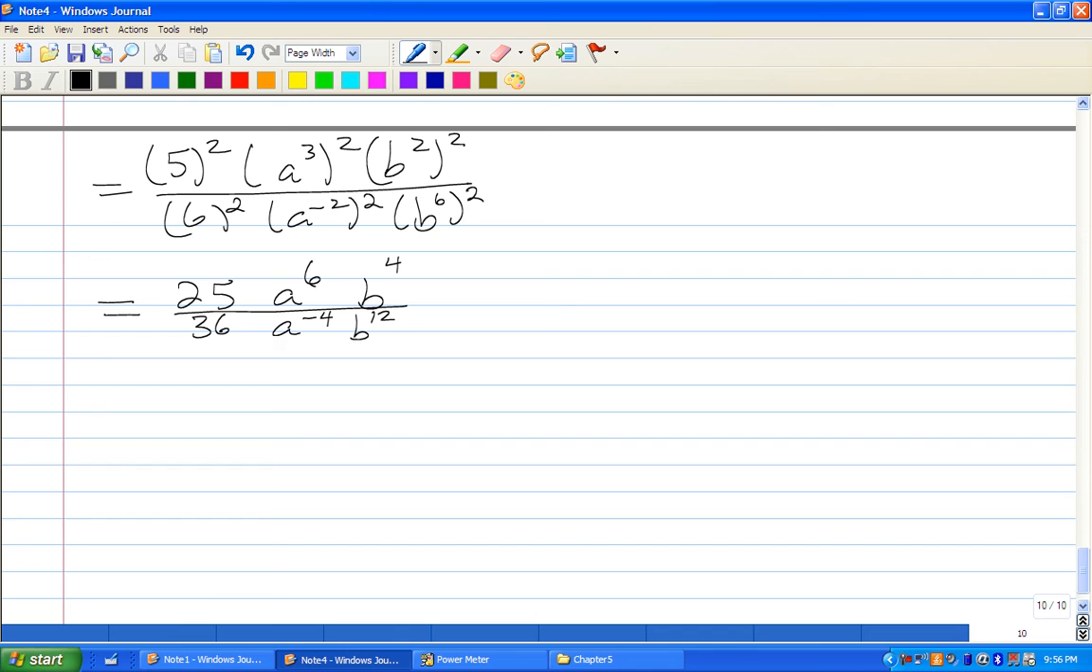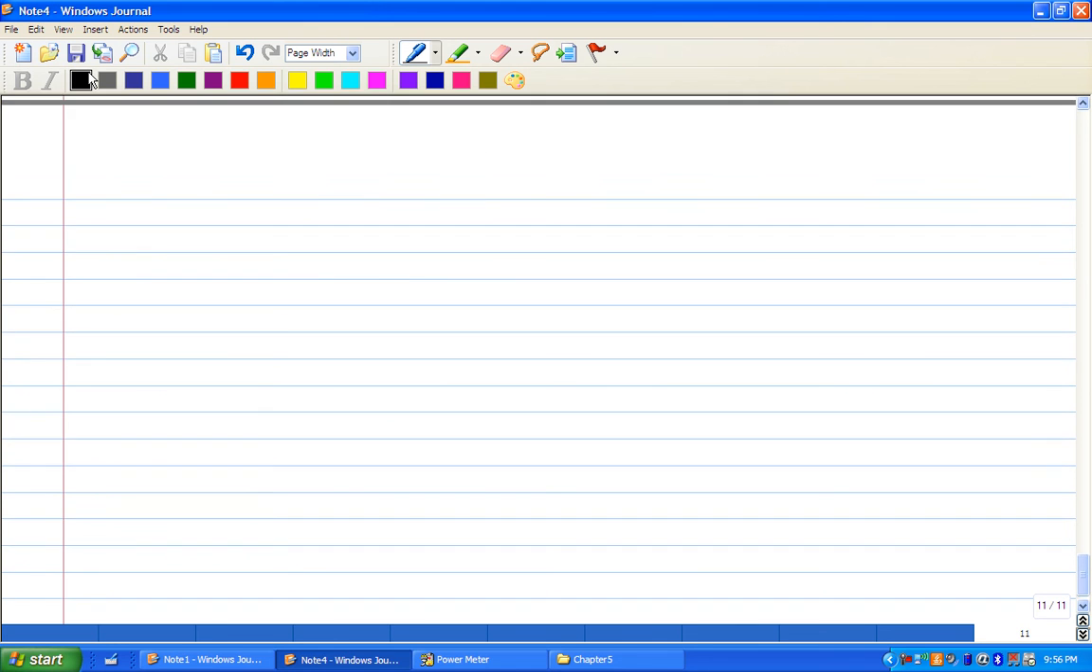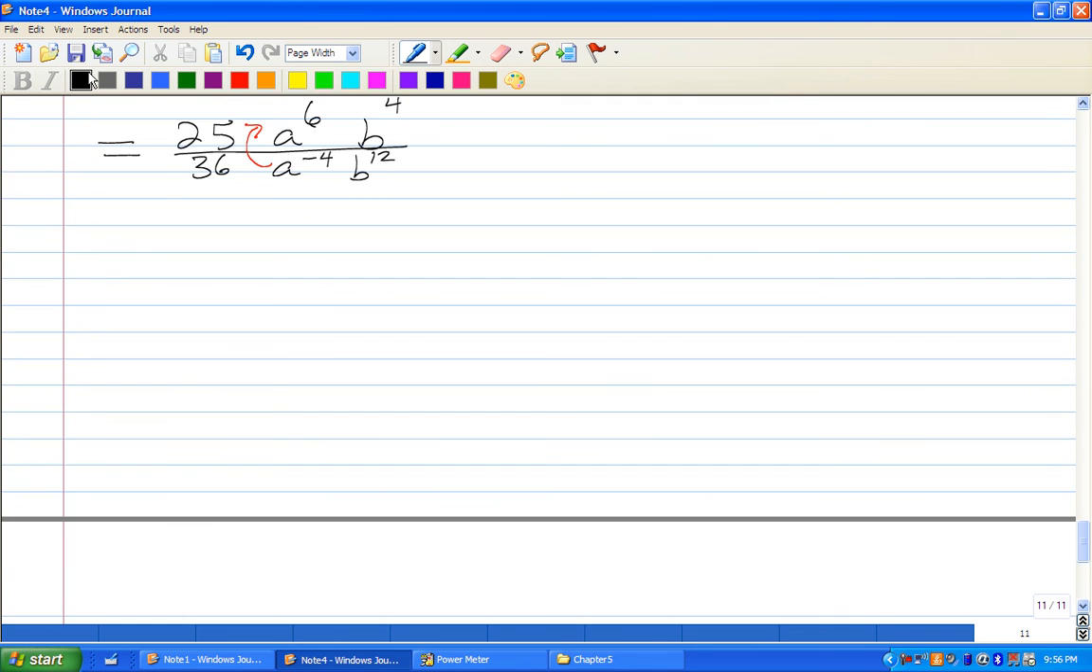Okay. I have a negative exponent, so I'll bring this from the denominator up to the numerator. And so I have 25. I'll bring up the a to the 4th. I keep a to the 6th, b to the 4th in the numerator, and I keep 36 and b to the 12th in the denominator.